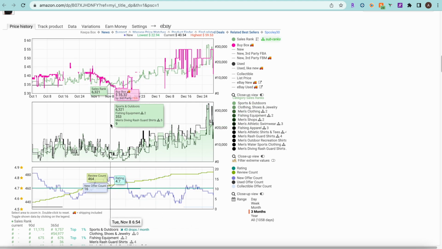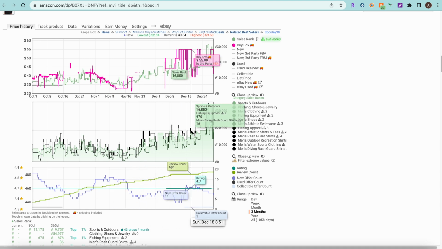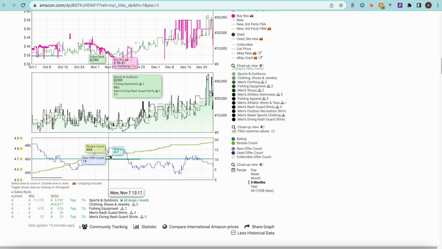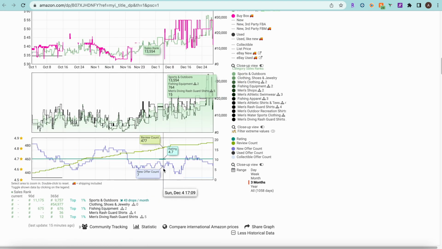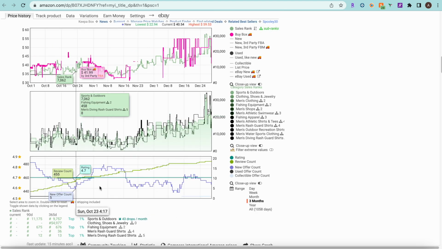This middle chart is just another indicator of the sales rank and the breakdown of sales ranks. I don't look at that too much because all I need to see is the top level sales rank. And then the bottom chart shows you the number of sellers on the listing at any given time, as well as the review count. And this is all great information.